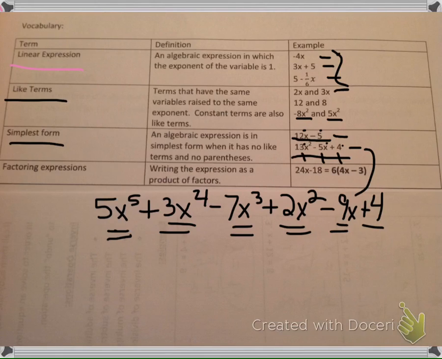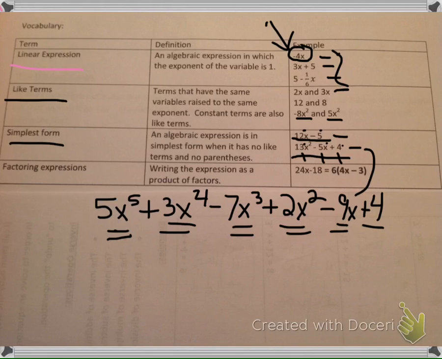There's one more I didn't talk about. A monomial is one term. Here's an example of a monomial: negative 4x. I'm just giving you some extra vocabulary that we will be talking about and using in class often.